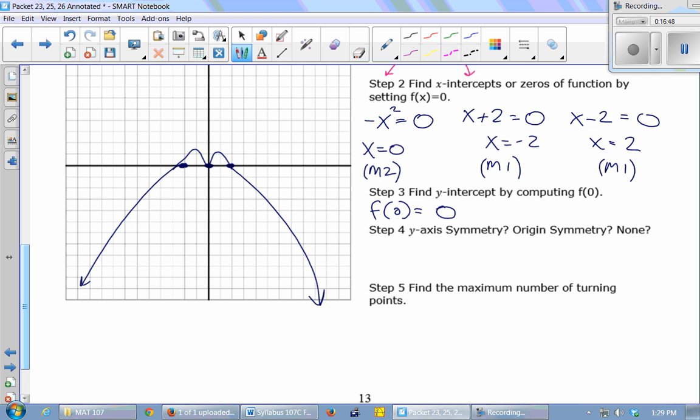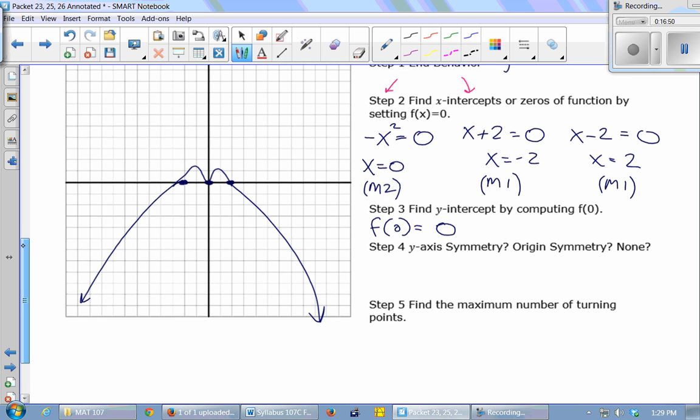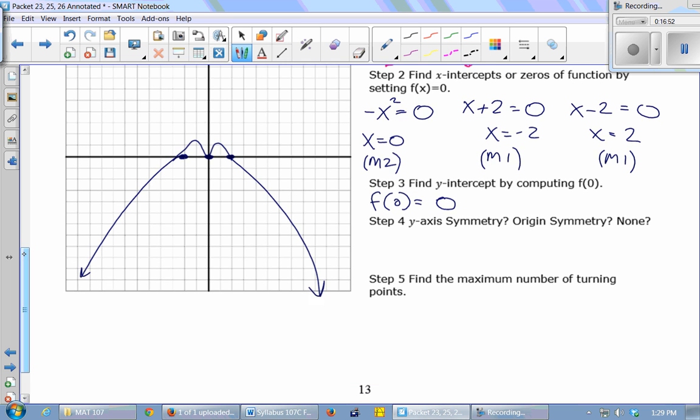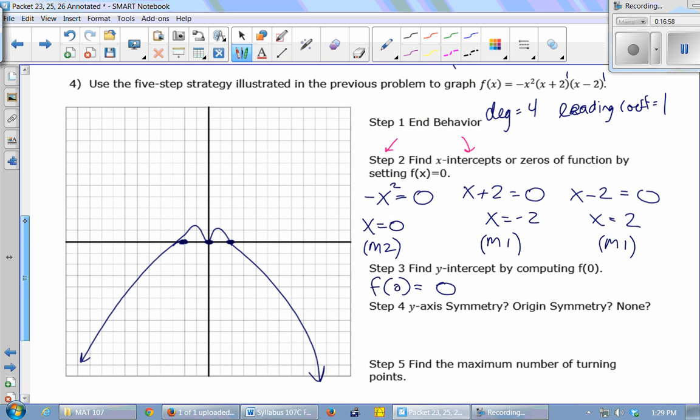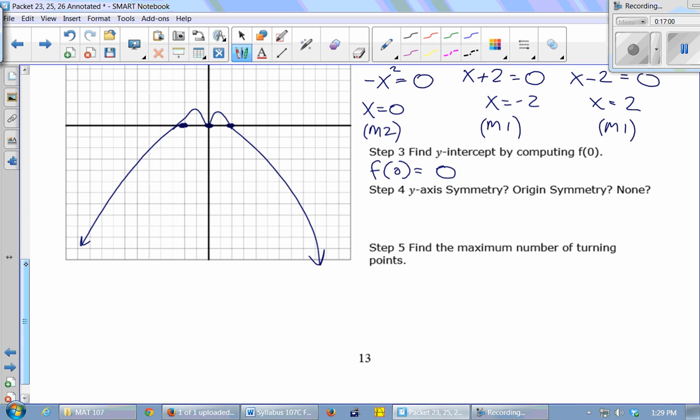Okay, let's see if this thing has any symmetry. It looks like it might from the sketch that we've already drawn, but let's just check to make sure that we are right. So I'm going to use the multiplied out version of this thing, which was negative x to the 4th plus 4x squared. And if I plug in a negative x, I get negative x to the 4th plus 4 times negative x squared.